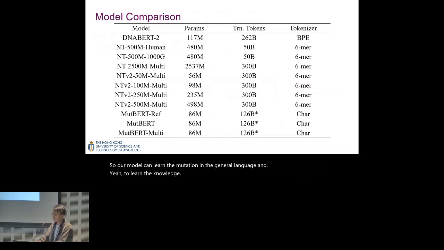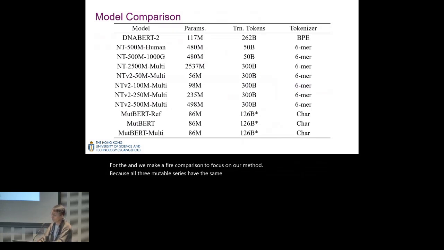We compare our MutBERT with other models such as DNABERT-2 and the Nucleotide Transformer. Our model is significantly smaller and trained on fewer tokens, as we can see. And we make an internal comparison to focus on our method, because all three MutBERT series have the same settings.